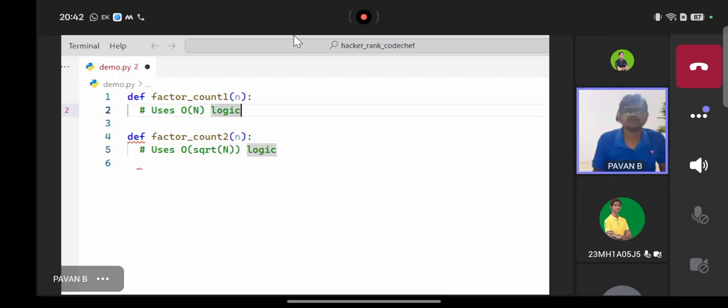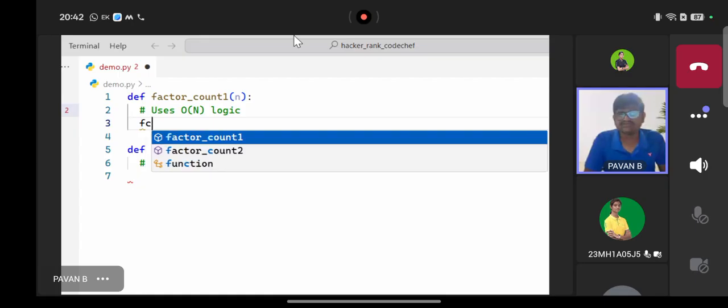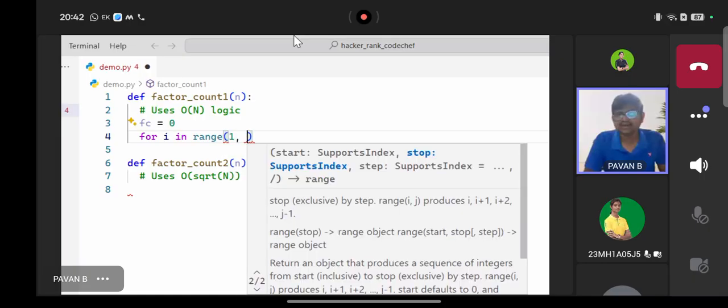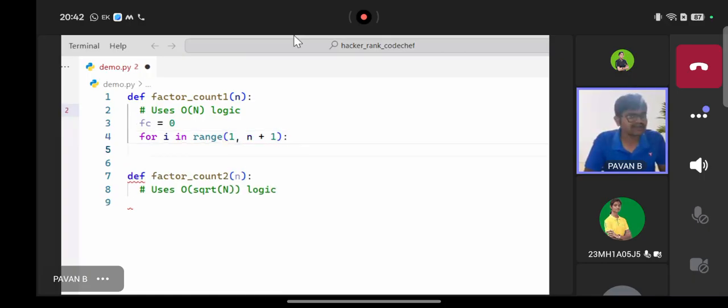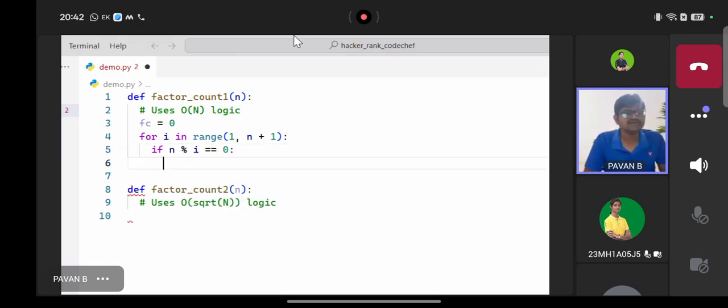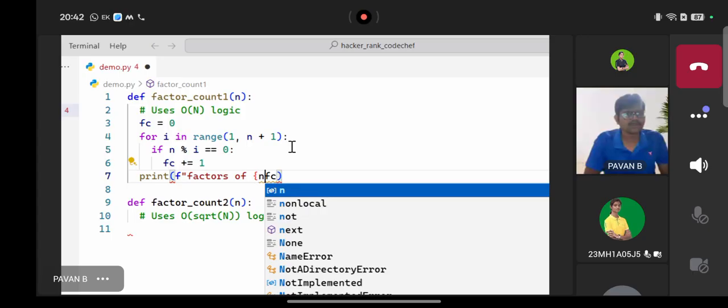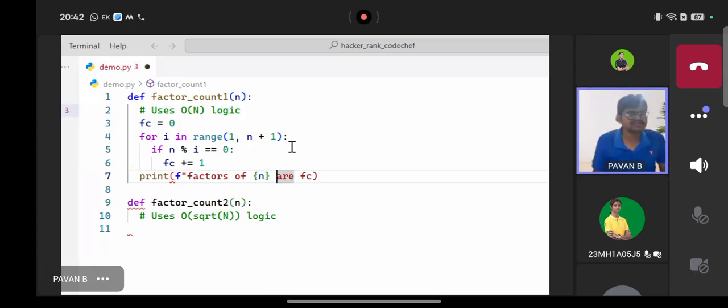Now let's implement. What is the first logic? Take factor count f equals 0 and run the loop from 1 till the number, and check if any number is a factor. If n mod i is 0, if it's a factor, then increment the factor count. Finally, print the factor count. So let's write an f string here: number of factors of n are fc. So that is the factor count, right?